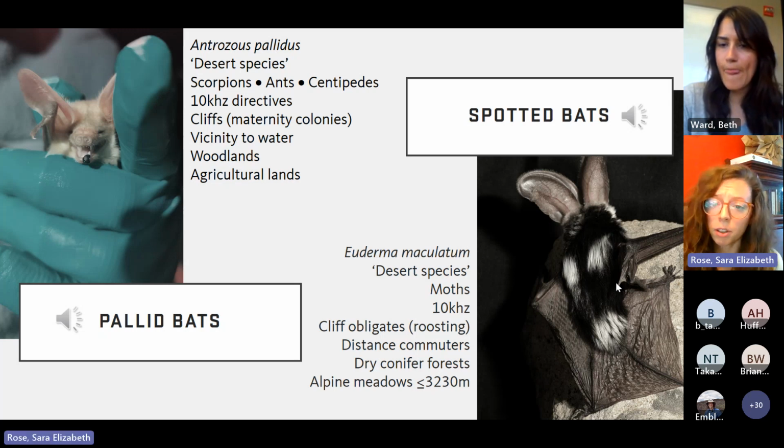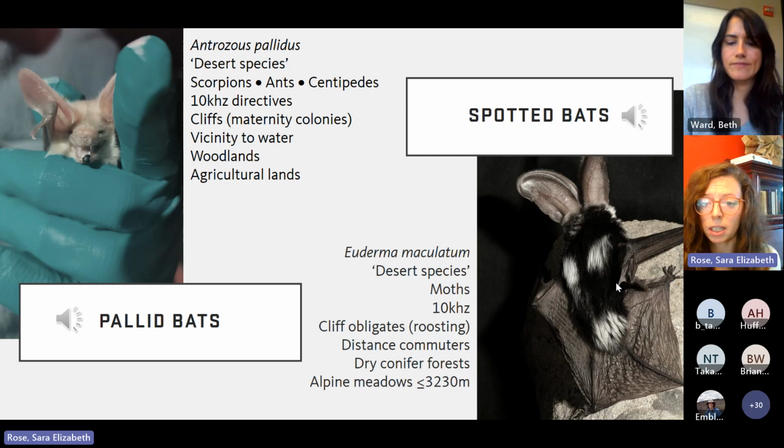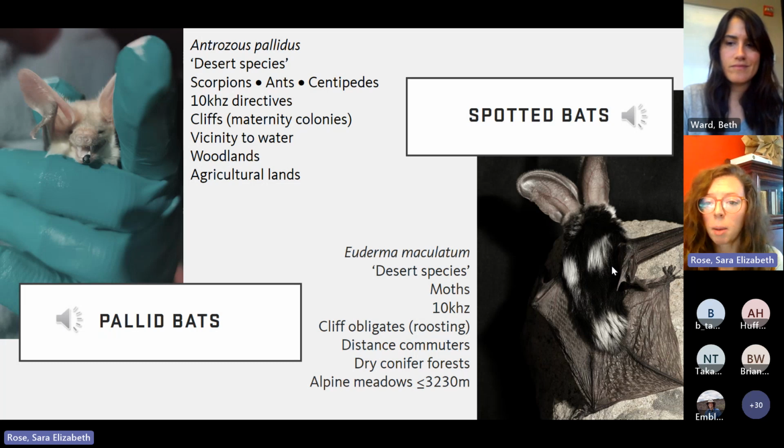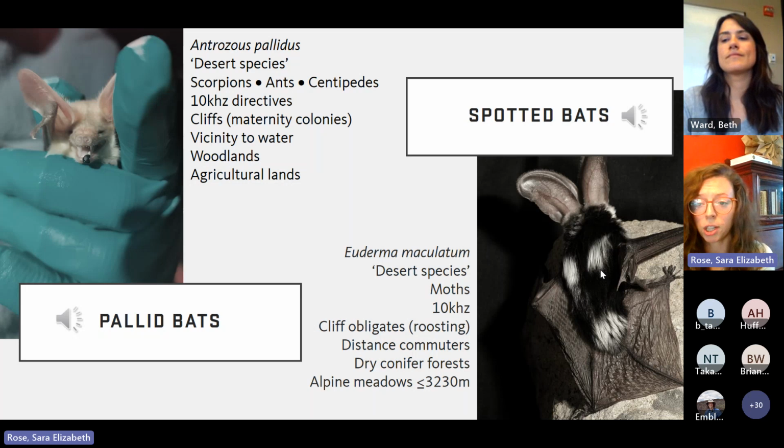Pallid bats are another species that is often considered to be a desert bat, but can be found in some dry forests, agricultural lands, and cool, moist valleys. Pallid bats echolocate at higher frequencies than spotteds and fly lower to the ground, but exhibit two behaviors that make them particularly interesting for this project.